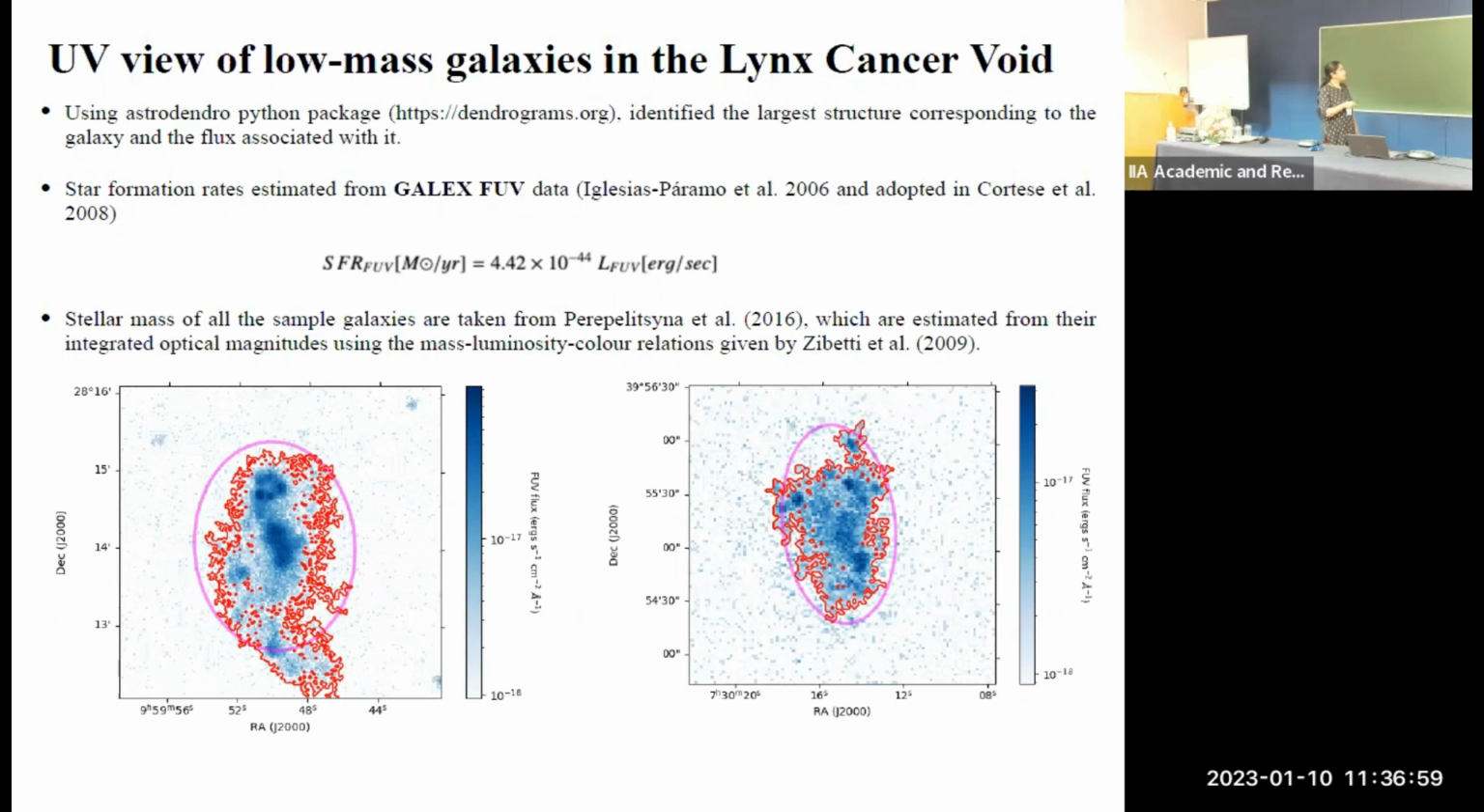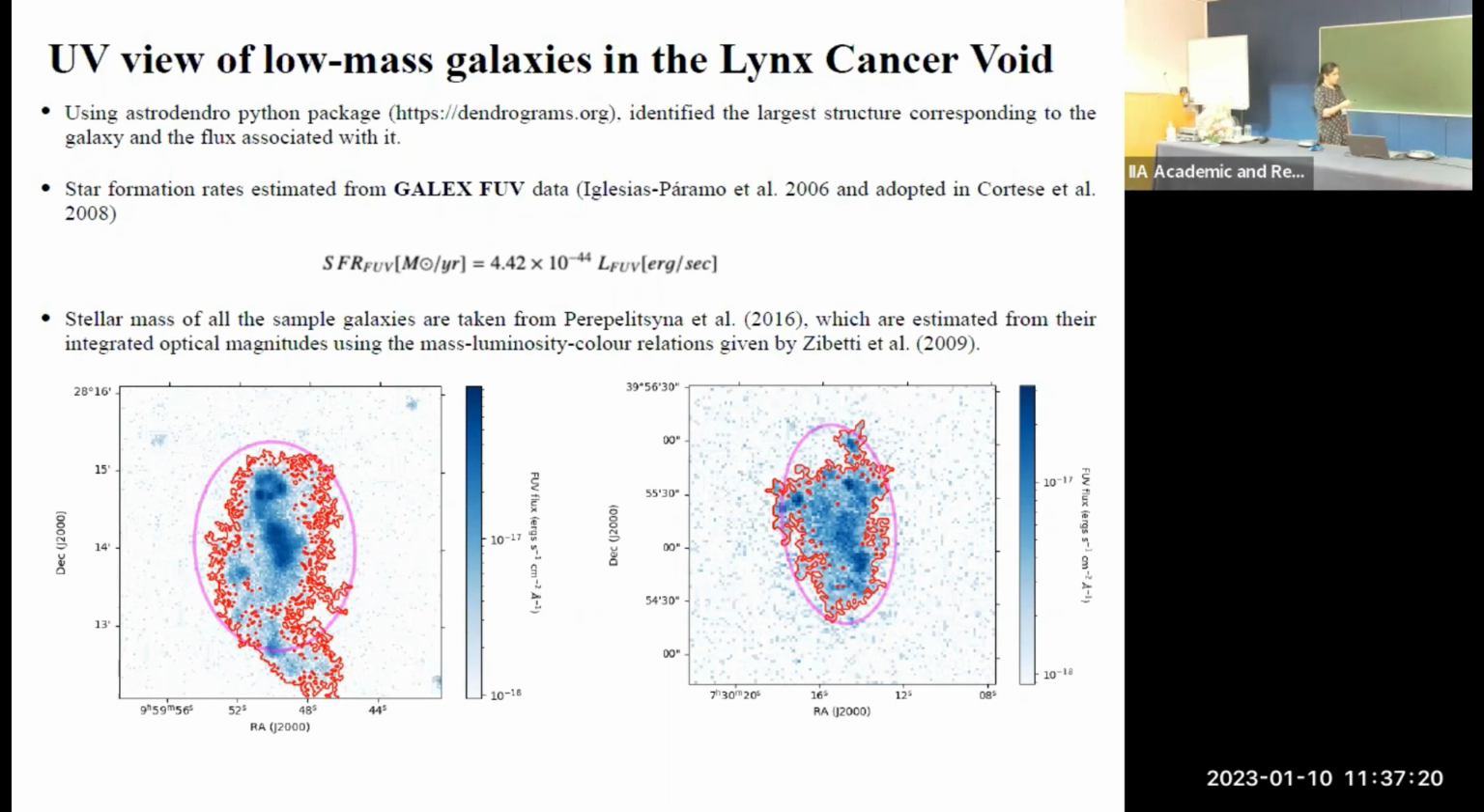The stellar masses for all these galaxies are also available, which were estimated based on their integrated optical magnitudes using the mass-luminosity color relation. Here we have corrected only for the foreground extinction. Just note that we have not considered the internal extinction for these galaxies.